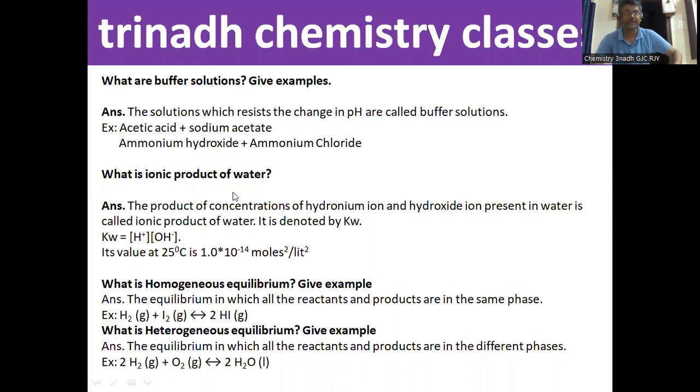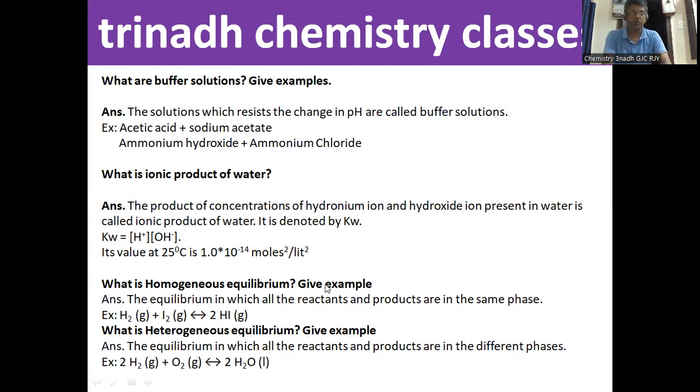Next one is, what is the ionic product of water? The product of concentrations of hydronium ions and hydroxyl ions present in water is called the ionic product of water. It is denoted by Kw. Kw is written as [H+][OH-]. Its value at 25 degrees centigrade is 1.0 x 10^-14 mol^2 L^-2.